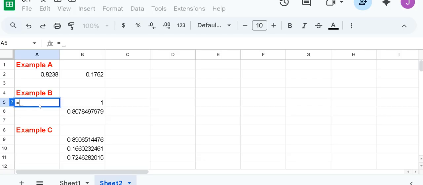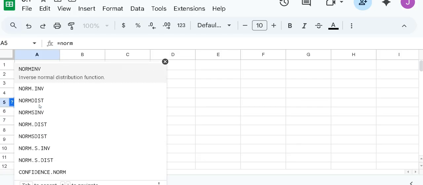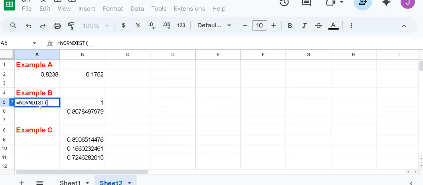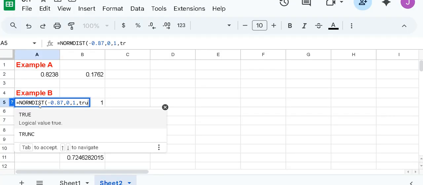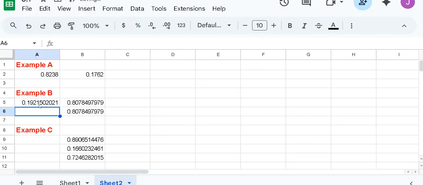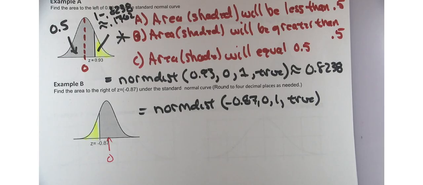So equals norm distribution, negative 0.87, comma 0, comma 1. Oops. 0, not O. I don't think Google Sheets would like a O there. And I get 0.1921. Now that kind of makes sense. 0.1921. All right, I believe in that.